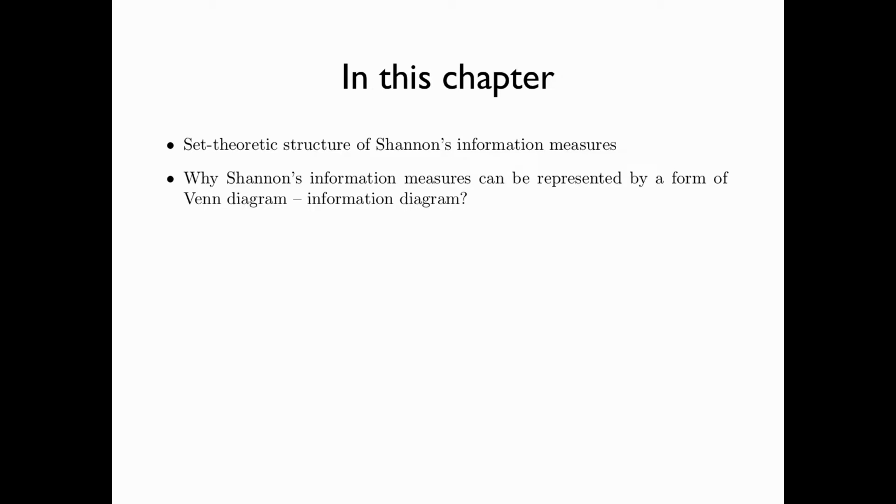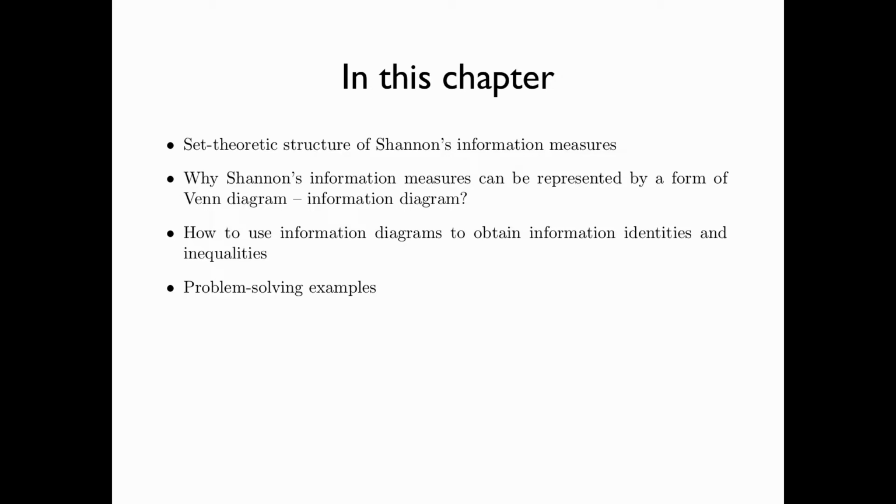In particular, we will answer the question why Shannon's information measures can be represented by a form of Venn diagram called the information diagram. We are going to learn how to use information diagrams to obtain information identities and inequalities. And we are going to discuss some problem-solving examples.